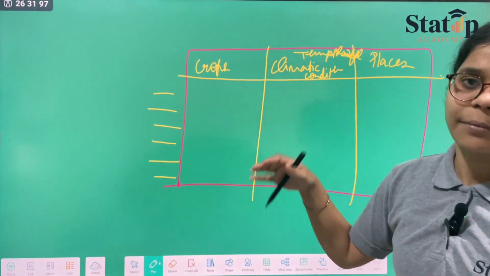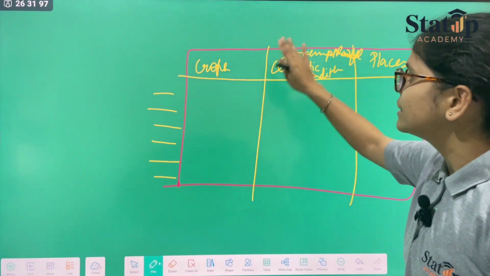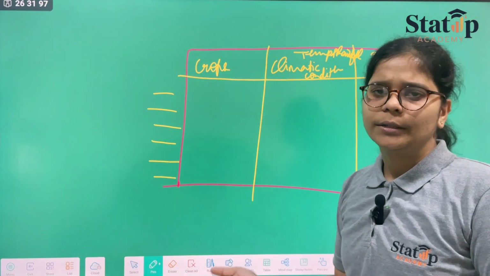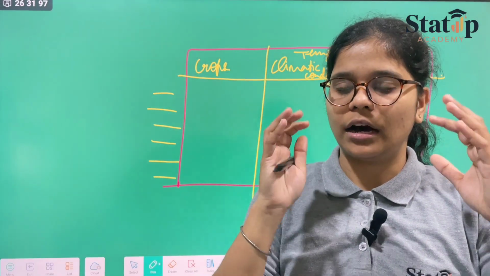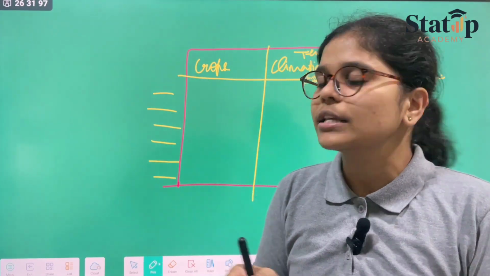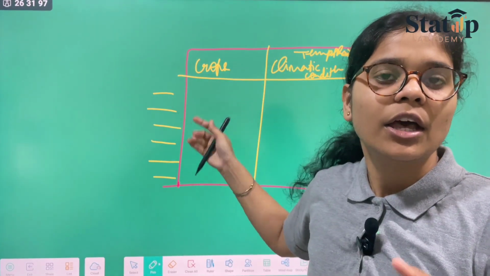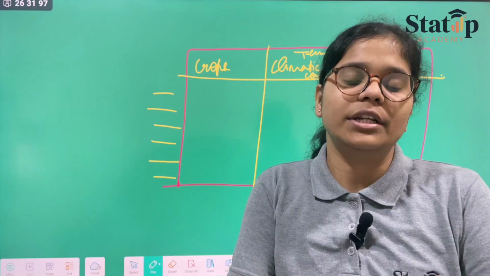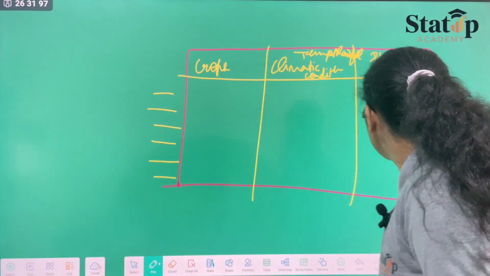So that is my main motto of making such tables: these tables get settled in your mind, and when you remember such things, you can easily write them down. The jotting comes on its own. So that is what I'm saying.